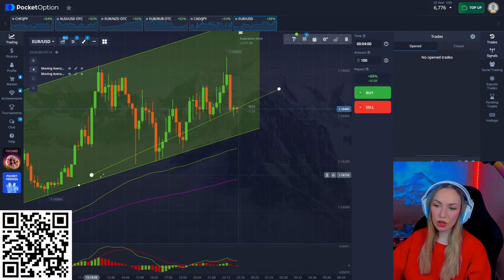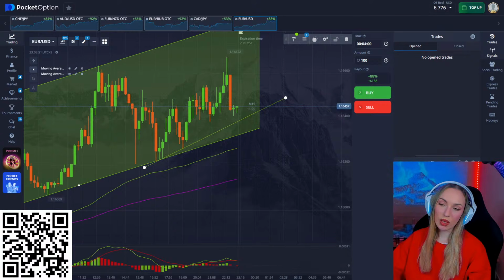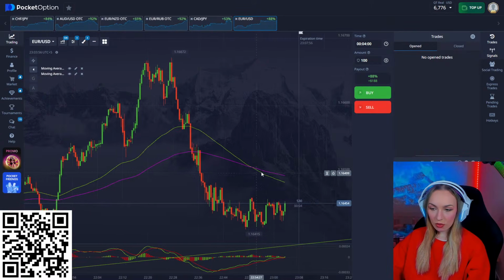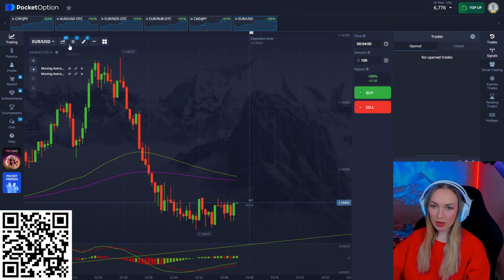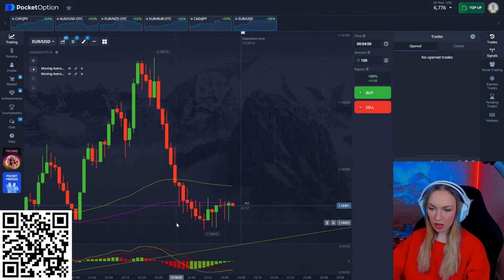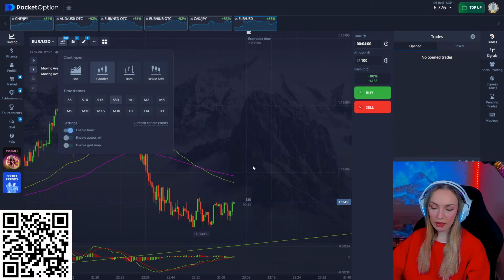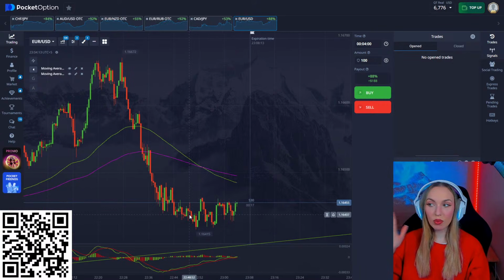I don't know, we can try to also draw the support here, but it feels like the price is already there. Maybe if we draw the support right there. Okay. And by the way, we can see even this support on the 30 seconds time frame, so it's pretty close, right? Yeah, it's pretty close. So I think we can open the trades in the upward direction soon.